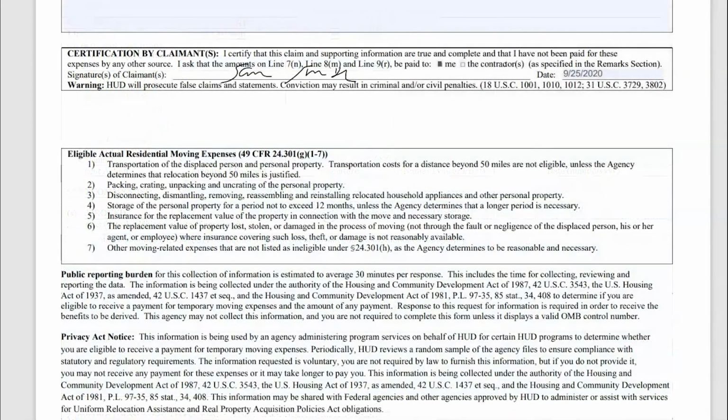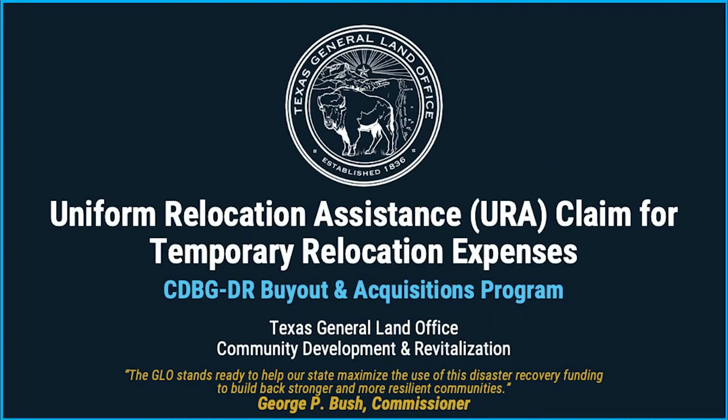Subrecipients should then ensure that the claim form was signed by the claimant. Finally, the subrecipient should provide their determination of the eligible amounts to the claimant. If the full amount of the claimant's claim is not approved, the subrecipient should provide a written explanation for the reason and explain to the claimant how they can appeal the determination if desired.